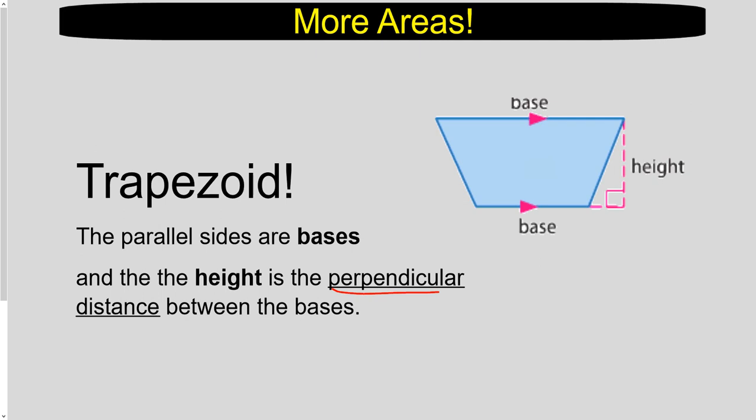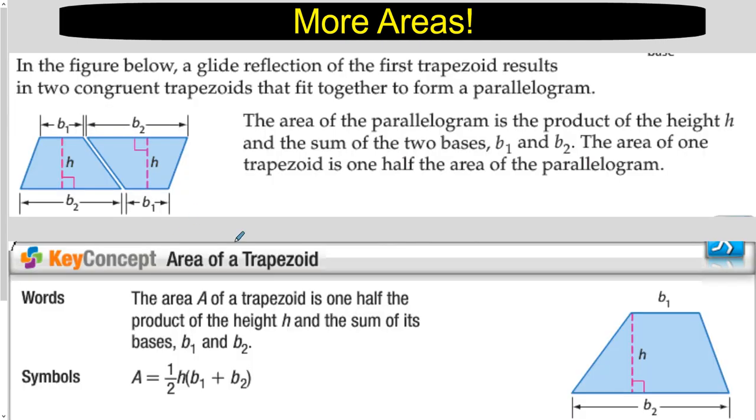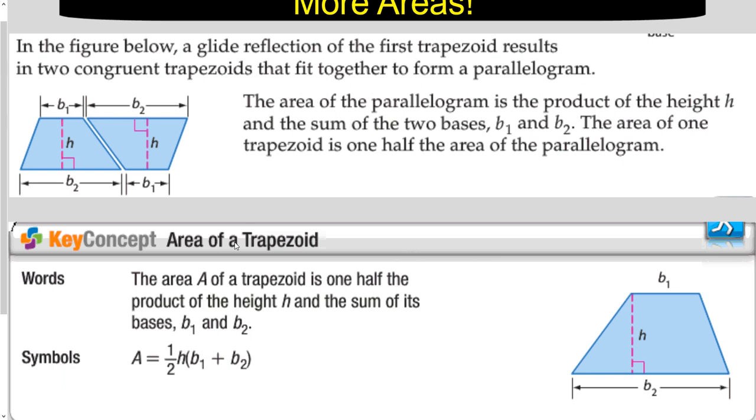So trapezoids have one pair of parallel sides. They do not have to be congruent, but one pair will be parallel. The other pair, not so much. If we copy the trapezoid and then kind of slide it over and flip it over, it's what's called a glide reflection, you'll see that we have a parallelogram, where if we add up the bases, it becomes the base of the parallelogram, and the height of the trapezoid is the height of the parallelogram.